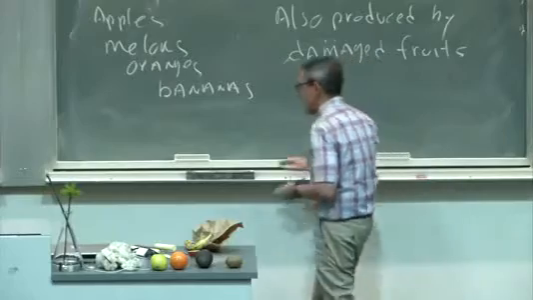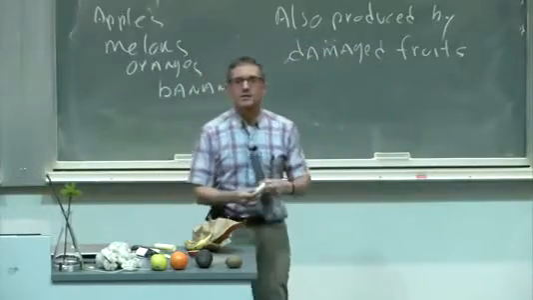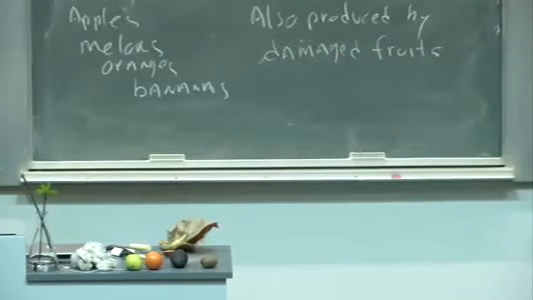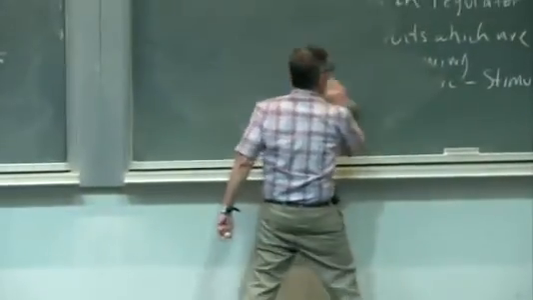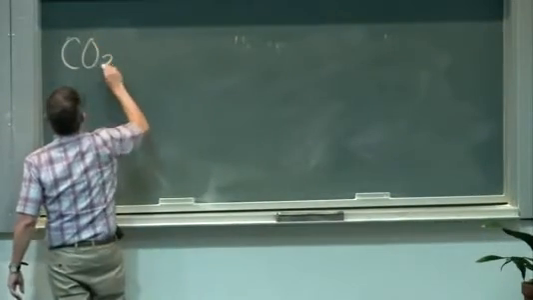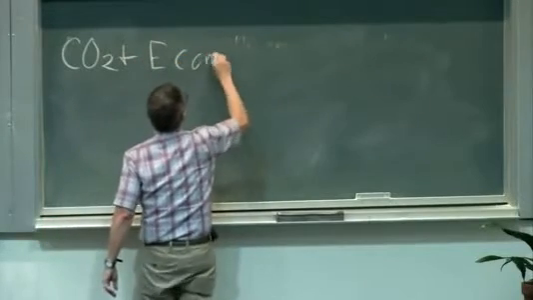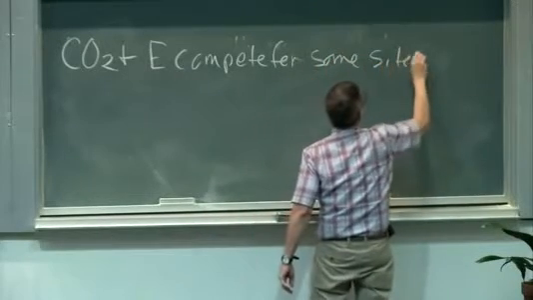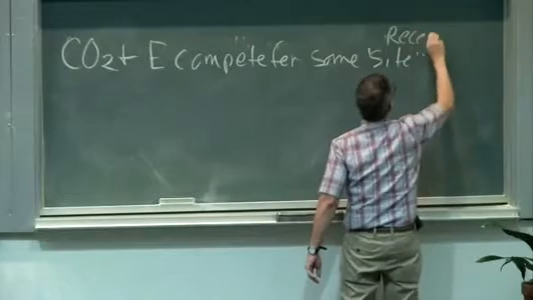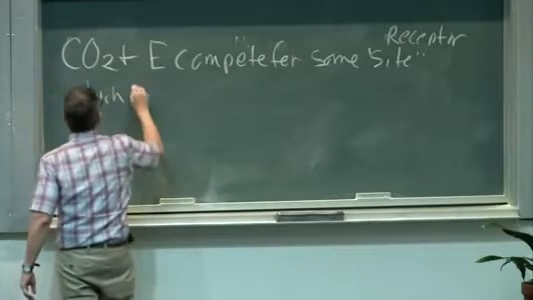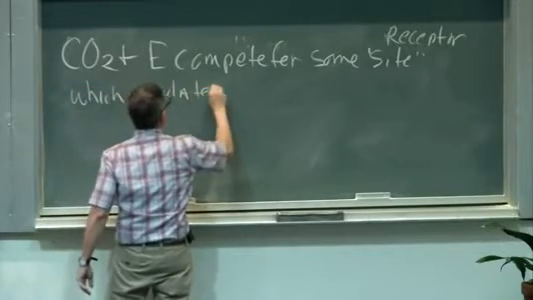But a discovery was made, which of course came out of the fact that understanding ethylene control of ripening is so economically important. This discovery is now widely applied and used in controlling the ripening of fruits. And that discovery is that CO2 and ethylene compete for some site. We're not quite sure what it is. You could say it's a receptor. Some site which regulates ripening.